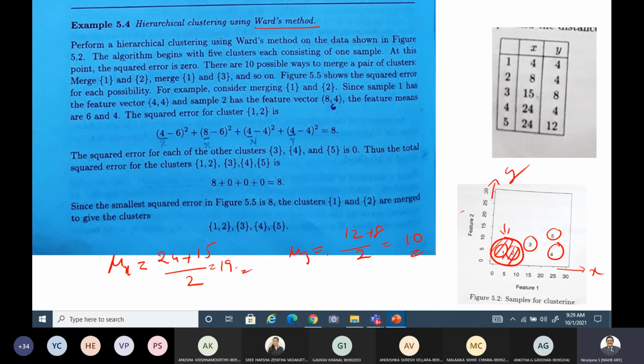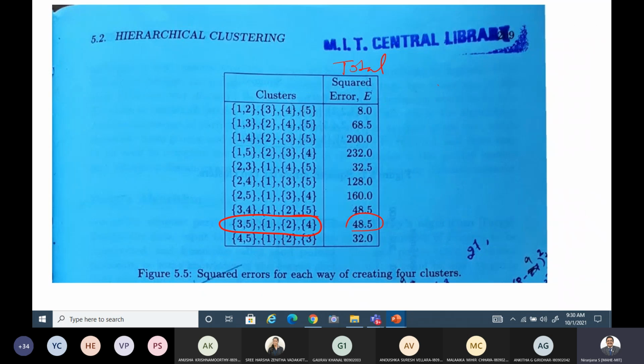Some 19 point something will come, right? Mu x is 19.5, and mu y is 10. So what is the error? Is it 48.5? It is 19 point something minus 15 whole square, 24 minus 19 point something whole square, 10 minus 8 whole square, 12 minus 10 whole square. So what is that total value? It must be nearly 48.5.